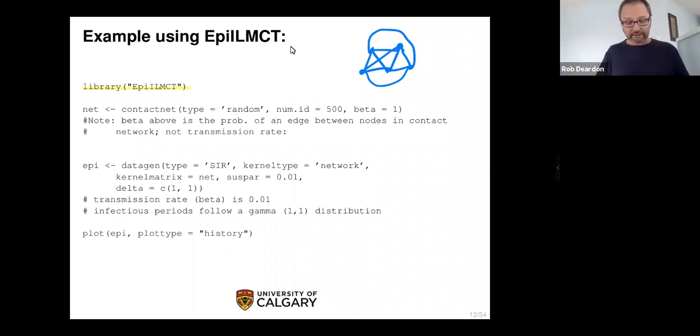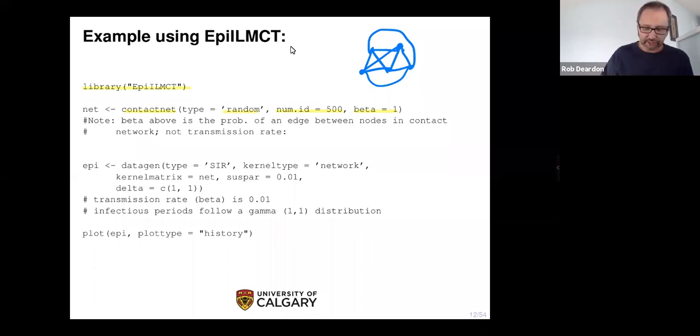So the first command here, the contact net, is simulating that network. I have a random network as opposed to, say, a spatial one where edges closer in space are more likely to exist. I've got 500 individuals in this simulation that I'm going to run. So that's what the num ID is. And the beta here is not the beta that we've used previously for the transmission rate. It's the probability that an edge between the nodes in the contact network will exist. So I've set that equal to 1. So every edge will exist in the network.